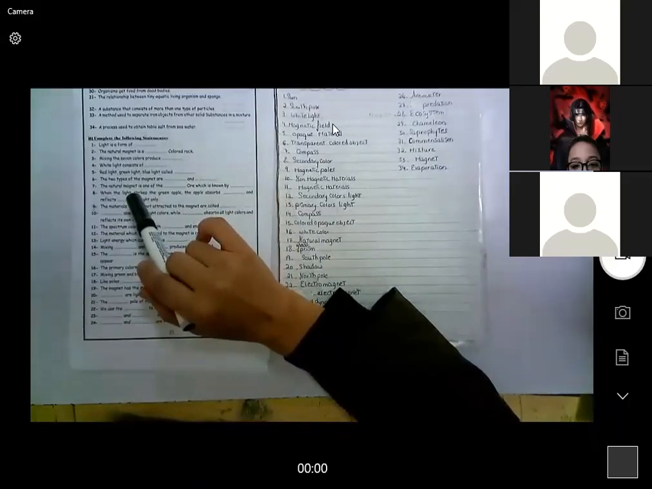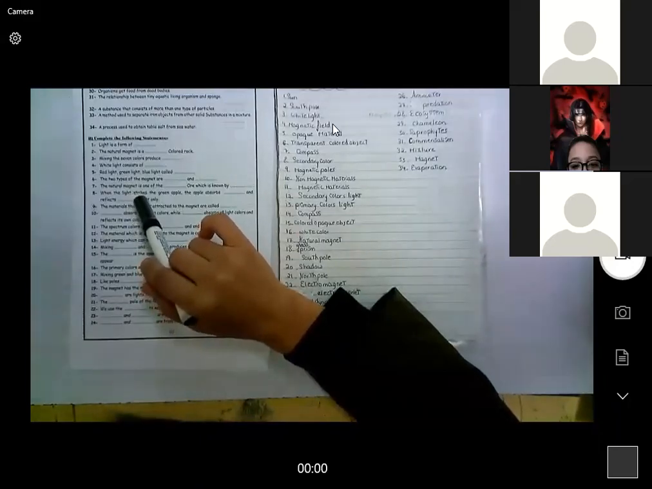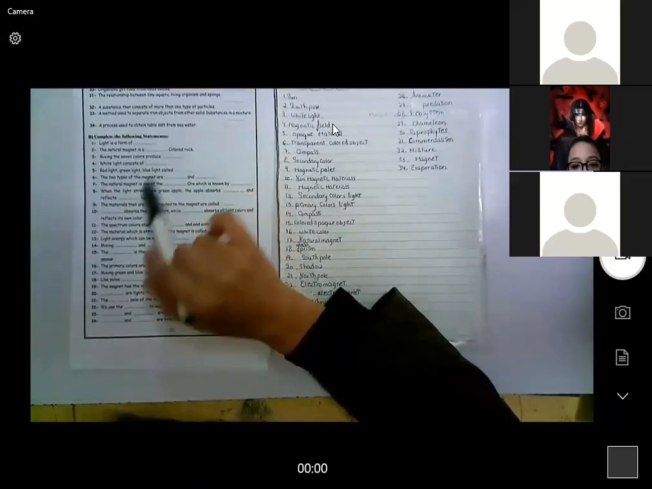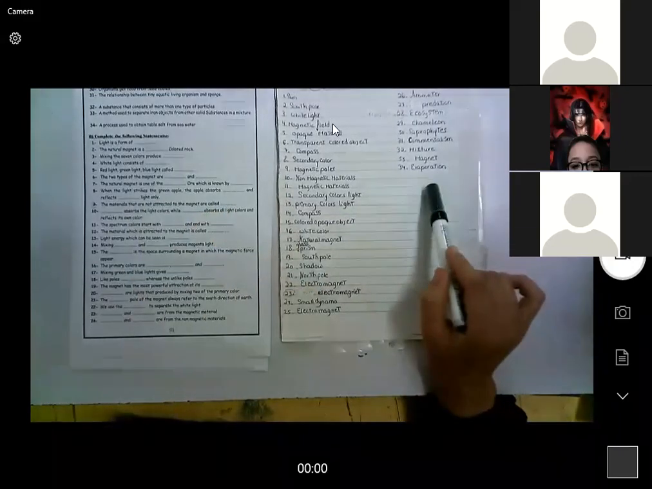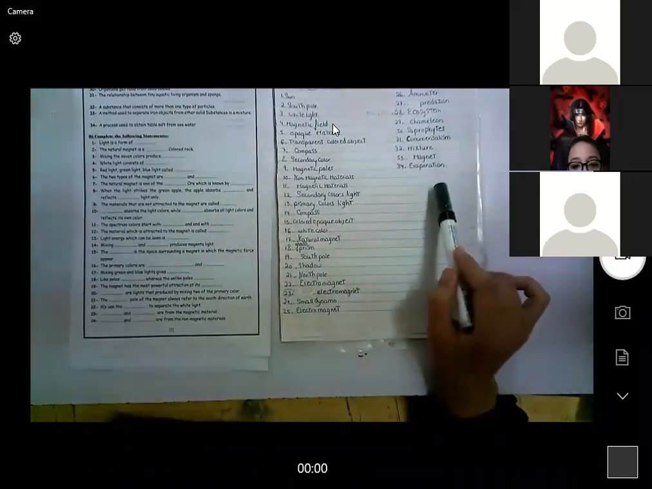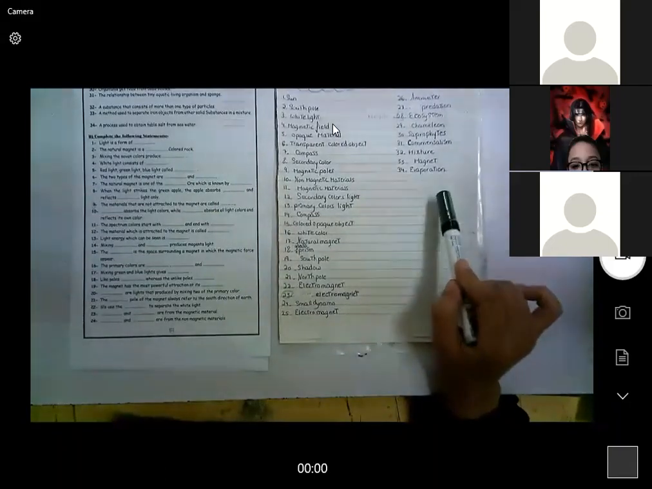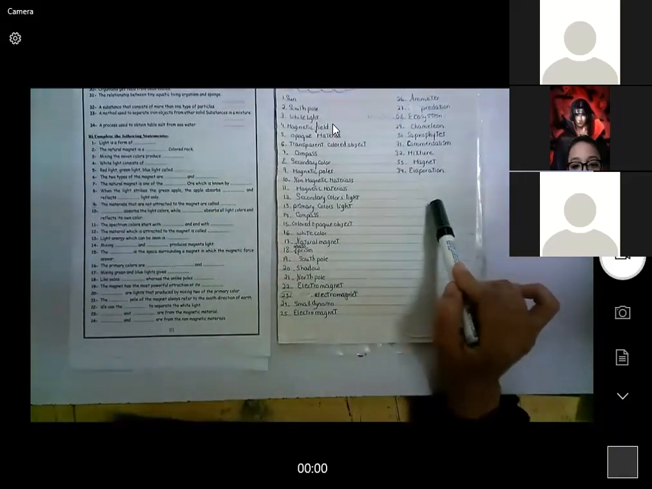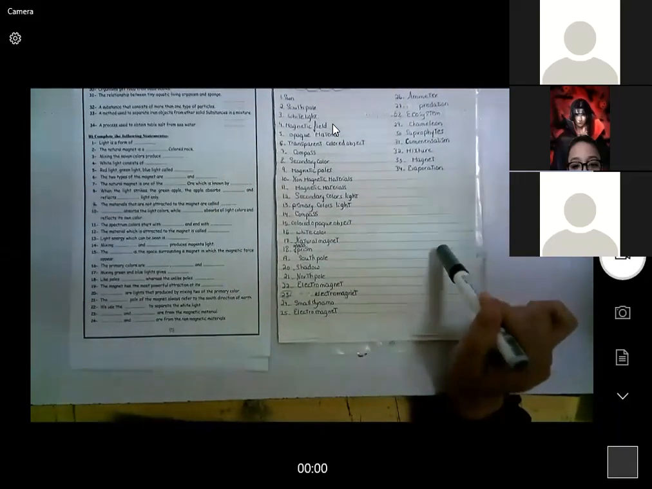34. A process used to obtain table salt from seawater. What is the name of the process? If I want to get salt from seawater, yes, evaporation. You have to evaporate the seawater, because the water will evaporate and the salt will remain.